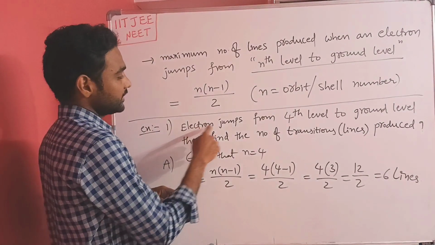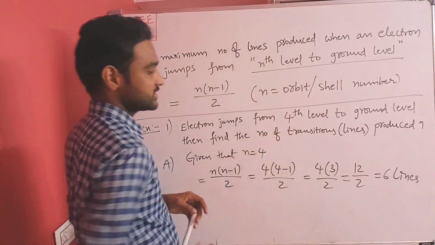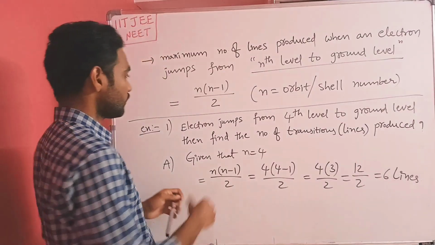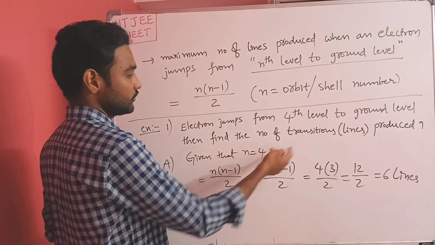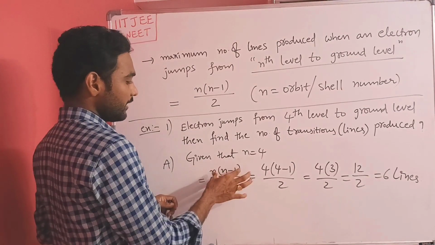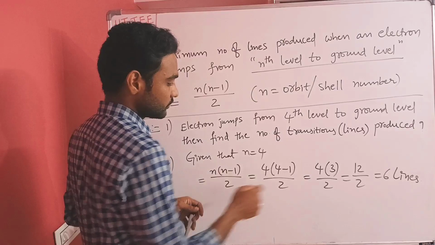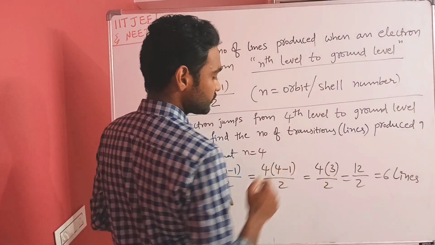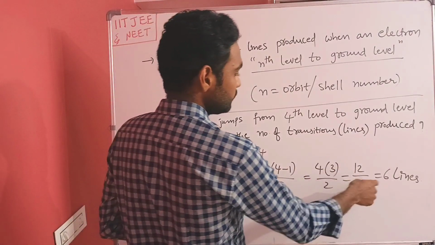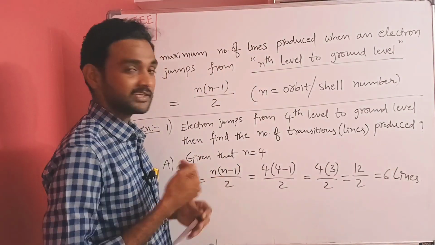First problem, see: an electron jumps from the 4th level to the ground level, then find the number of transitions or lines produced. See, how to use the formula: given that n is equal to 4, the highest orbit is 4. Now in this formula I have to substitute the n value: n(n-1)/2 = 4 into (4-1) by 2, which is 4 into 3 by 2, it means 12 by 2, which is equal to 6 lines. So 6 lines can be produced, 6 transitions can be produced.